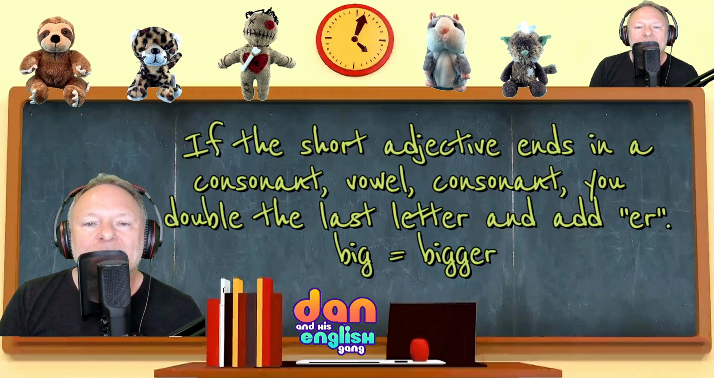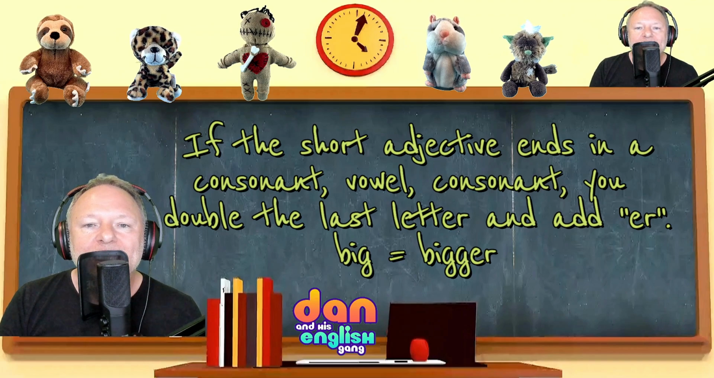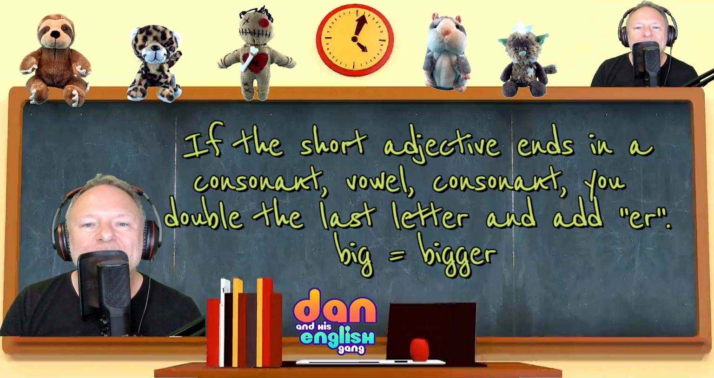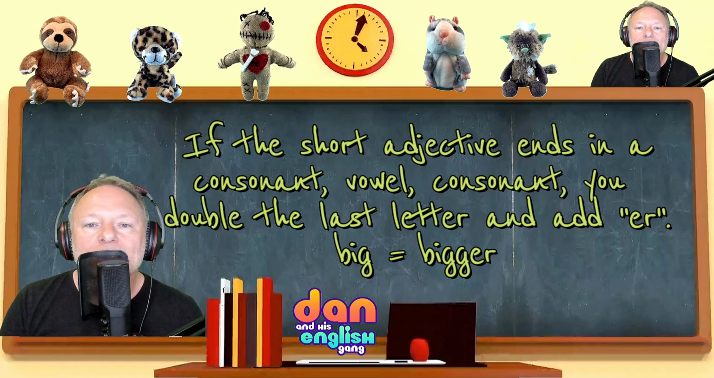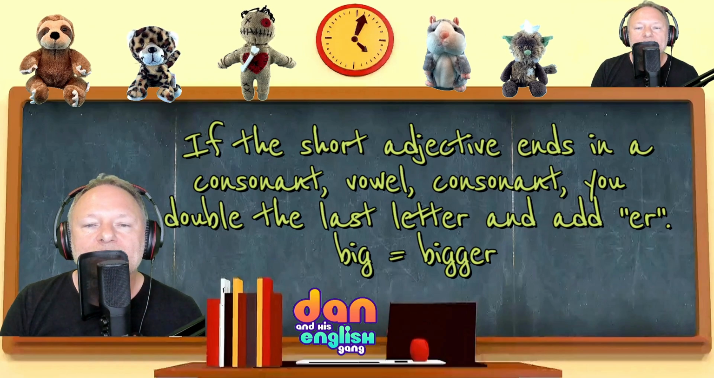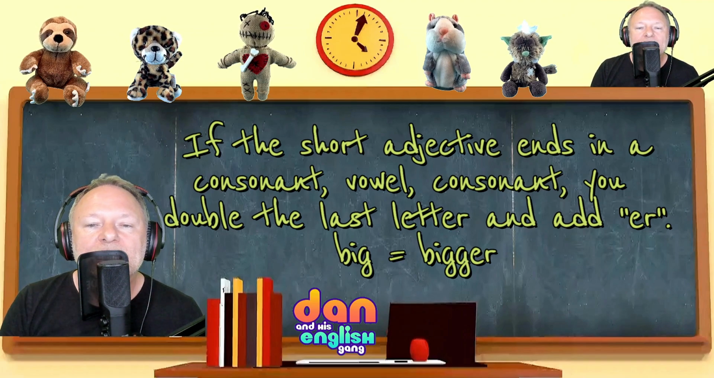Then, and this rule is a little weird, but I'm sure we'll handle it. If the short adjective ends in a consonant, vowel, and consonant, then you double the last letter and add ER. I know, it sounds more difficult than it is. So for example, big becomes bigger because big ends in a consonant, G, in a vowel I, and in a consonant B. So you double the G and add ER.